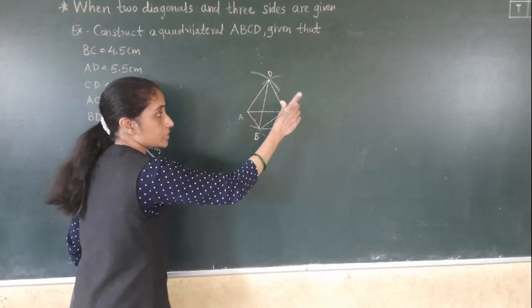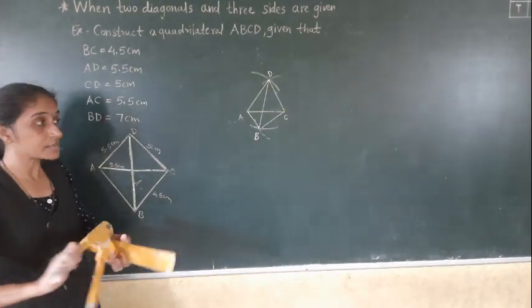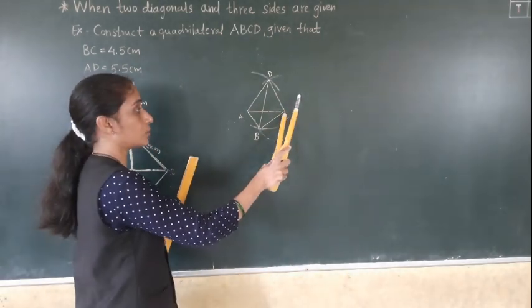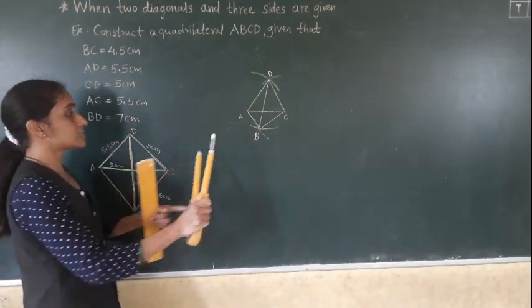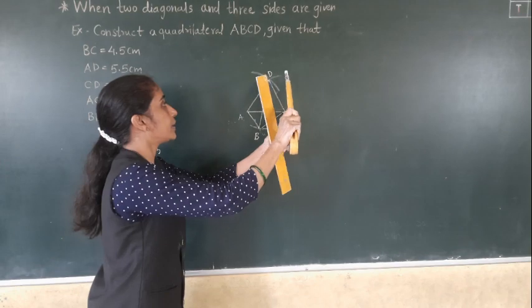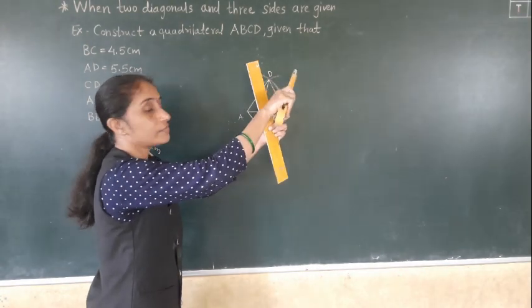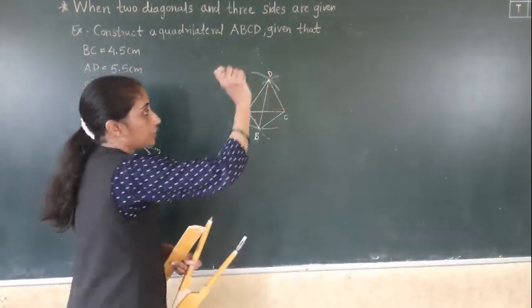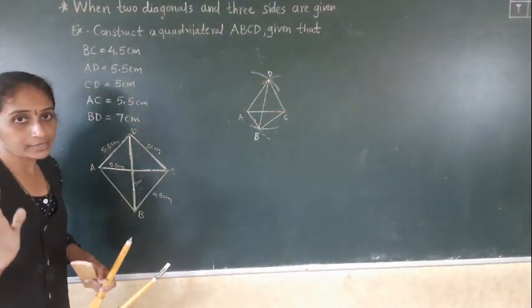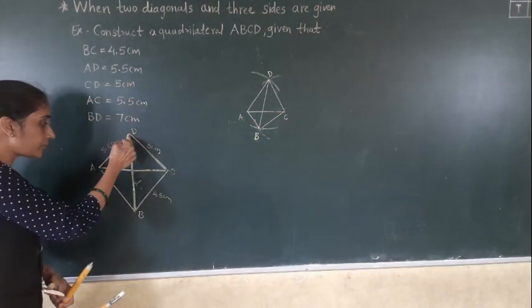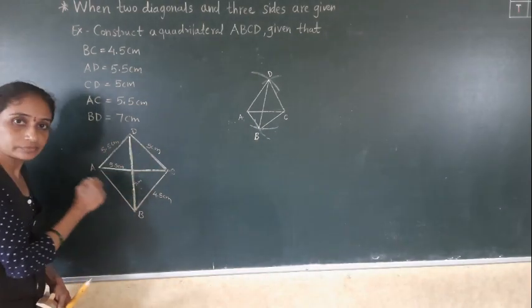So take 5 centimeter measurement in your compass and draw an arc. See, from C you will draw. Take C as a center and with 5 centimeter radius draw an arc. So we will get D here. So join AD and CD. After that we will know the length of BD.